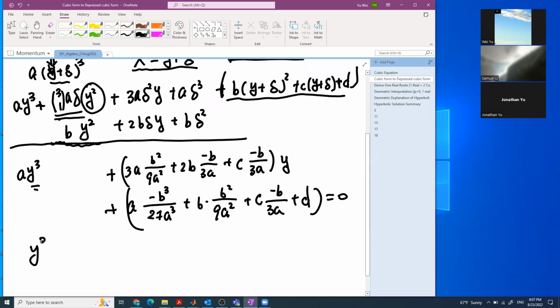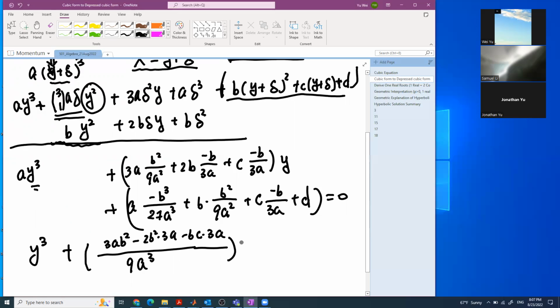I want to make it depressed. Now, how can we do it to the standard format? We want it monic, right? That means we want the cube coefficient to be 1. Then what we do is y cube plus, okay, we can divide by a. Let's do a common denominator, so 9a cube. Then we have 3ab square, minus, this is 9a square, minus 2b square times 3a. Then we minus bc times 3a, then it's of the y.